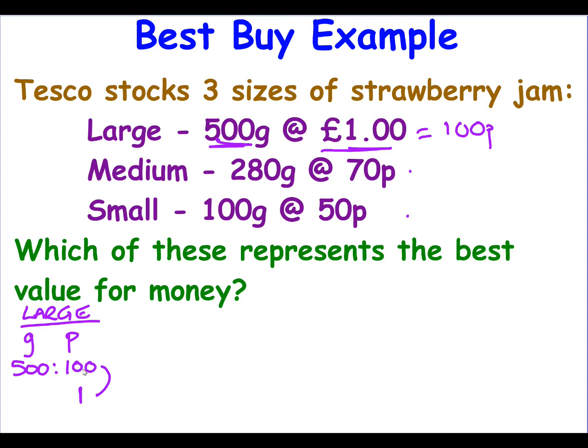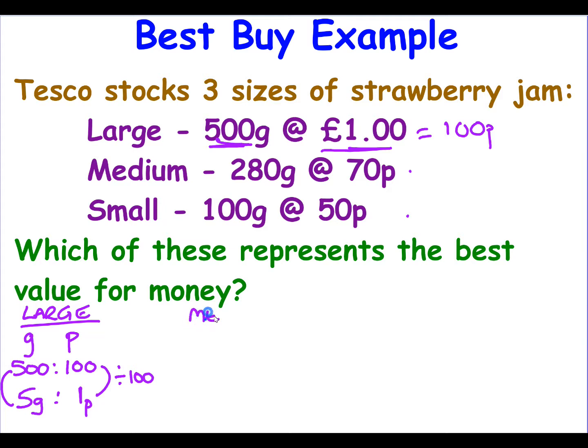Now, how did I get from 100 to the number 1? Well, I divided 100 by itself, and what we already know about division allows us to do that. So 100 divided by 100 gives me 1. Now, when I divide the other side by 100, what you do to one side, you do to the other. 500 divided by 100 gives me 5 grams. So it's telling me my large jar, I get 5 grams for my 1 penny.